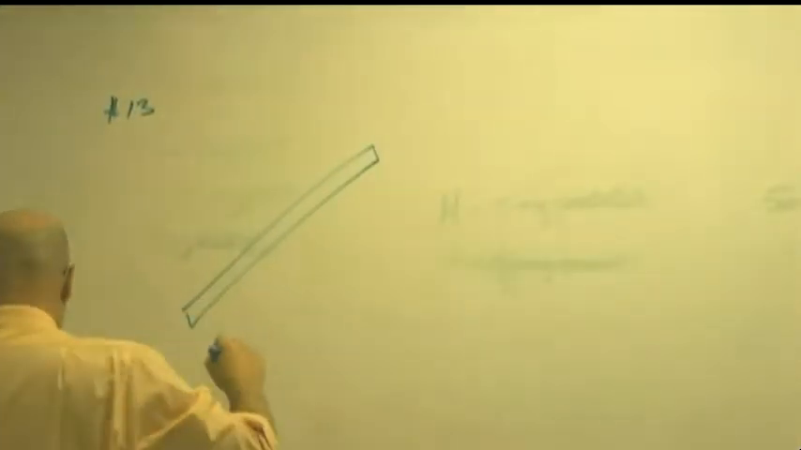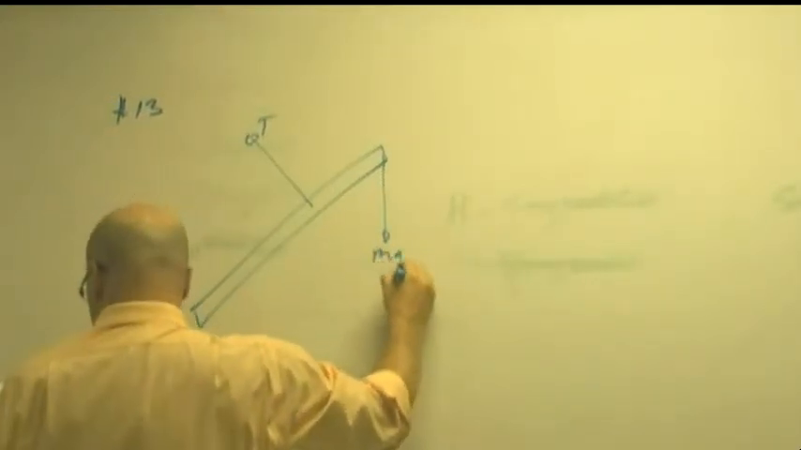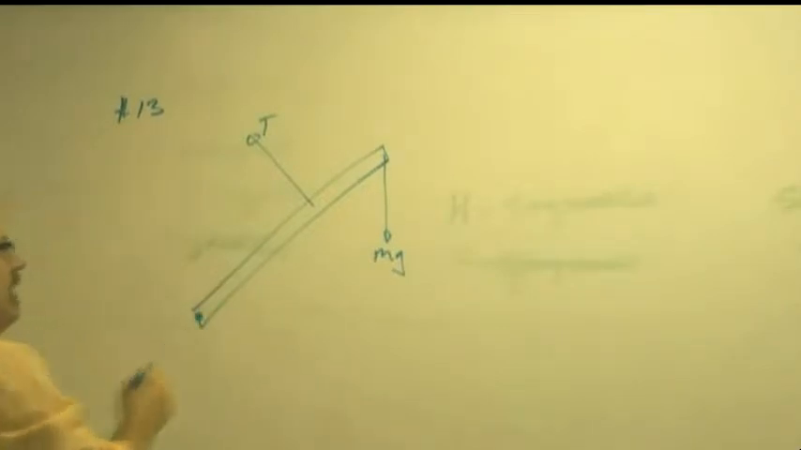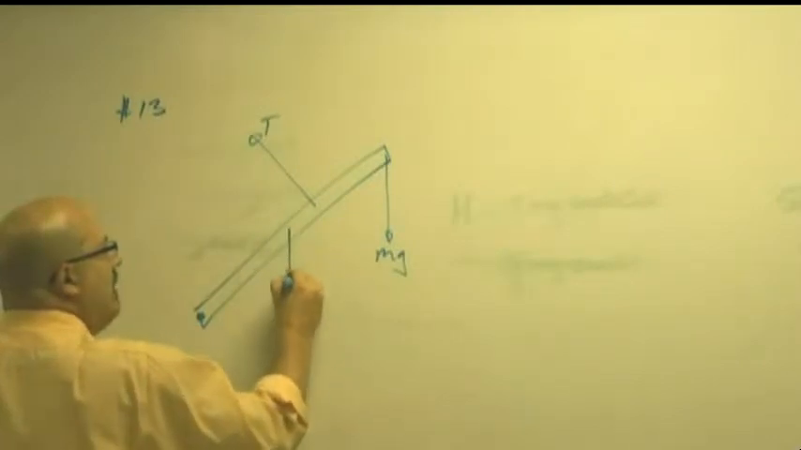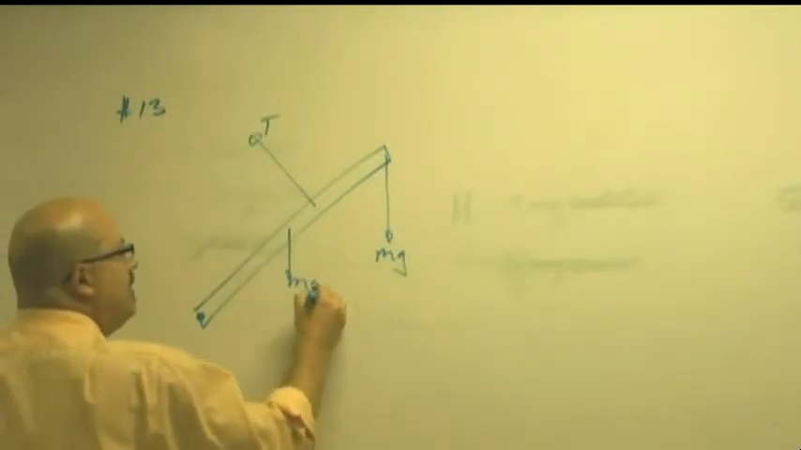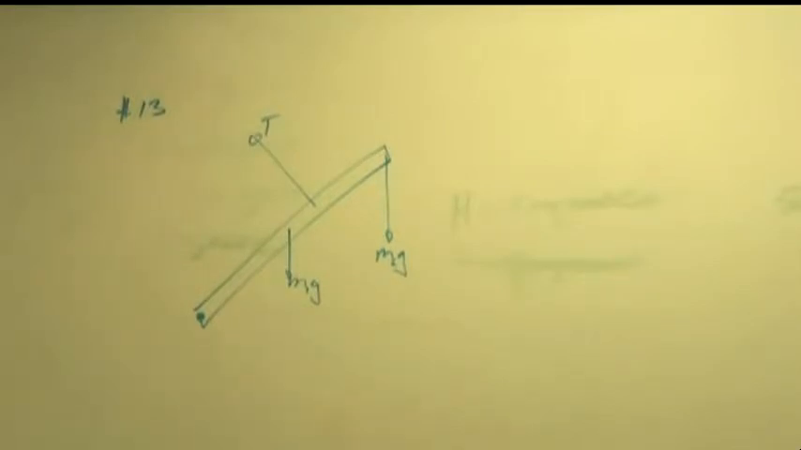Number 13 looks like this. We have a tension this way. We have an mg this way. And we have a pivot point here. It's the boom and cable. Now look. Does the boom have a weight? Yes, it does. So we have another mg here. I'm going to call this M1G and M2G, because they're not the same.